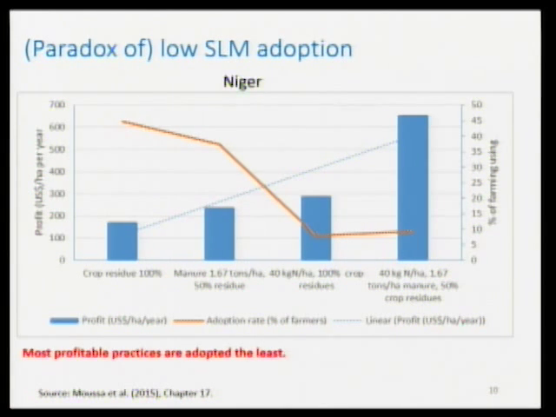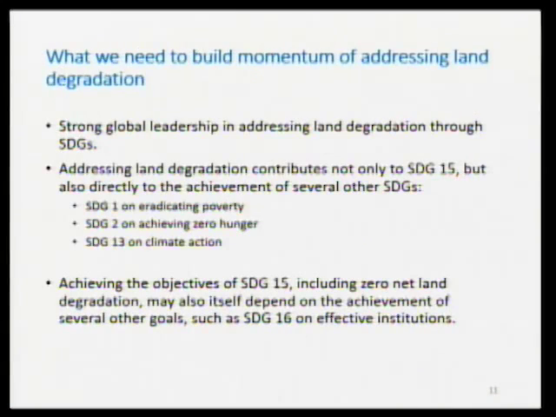While what we see in many contexts, the most profitable sustainable land management technology is adopted the least. That seems very strange. The most adopted ones are the ones which are less profitable. There are more profitable ones which are not adopted. Of course, it seems like a paradox, but very likely the households have very rational reasons for doing so. So we can discuss this more maybe in the discussion part of the session.